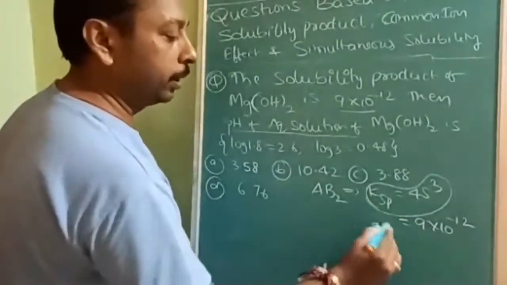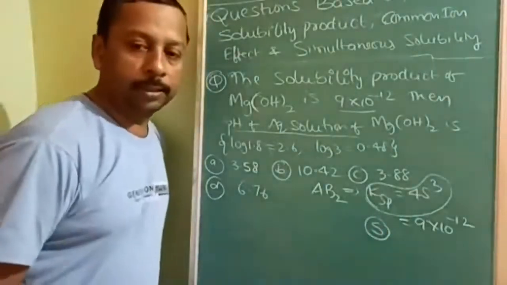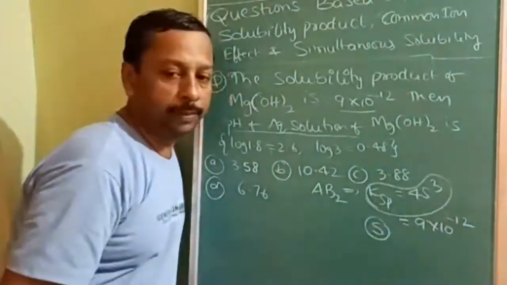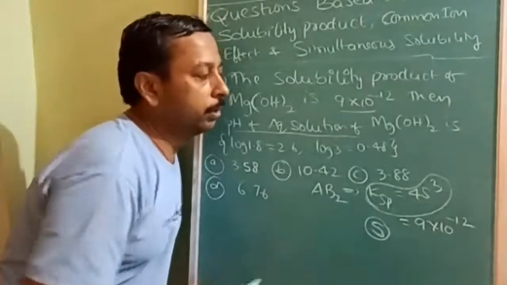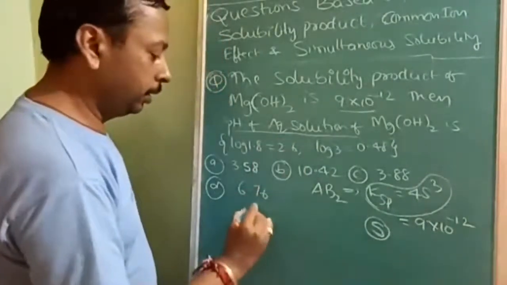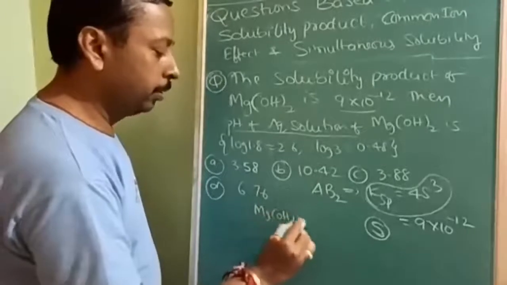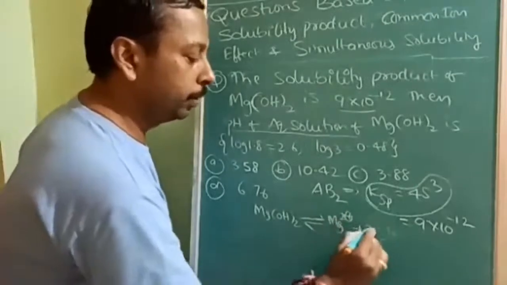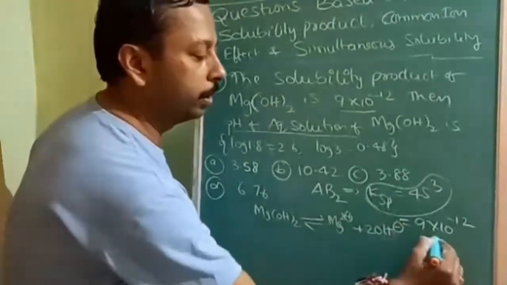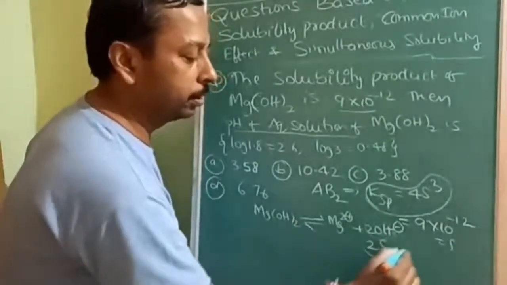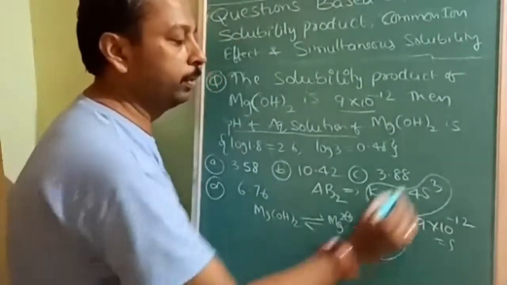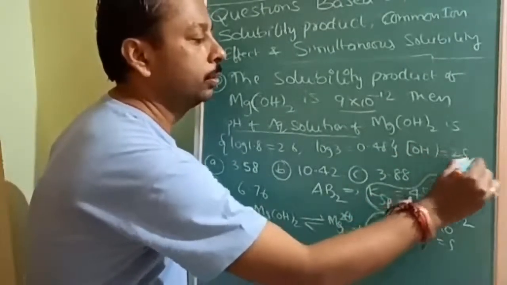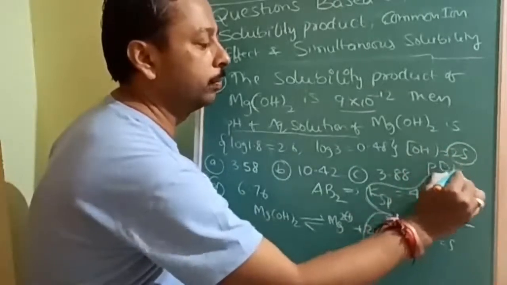So with this you will get the S value. 4S cube is equal to 9 into 10 to the power of minus 12. Then you will get the S value. But that is not the answer. See here, Mg(OH)2 reversible Mg2 plus plus 2OH minus. So if its solubility is S, then what will you write here? 2S. So the concentration of OH minus will be 2S. Once you know the concentration of OH, you will get pOH.